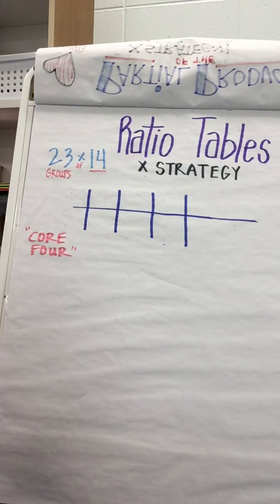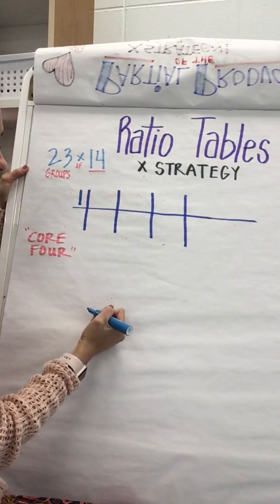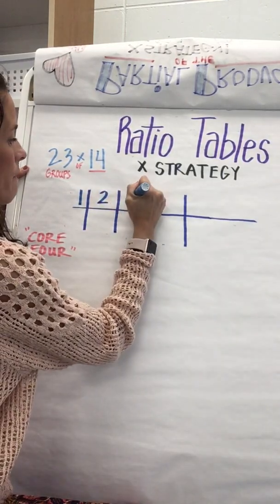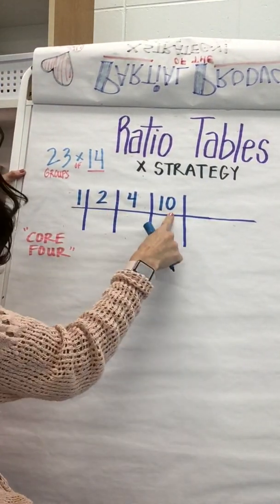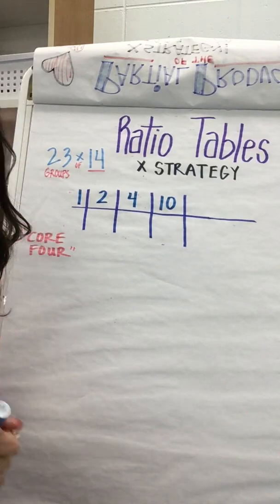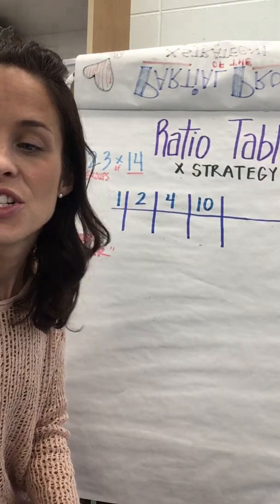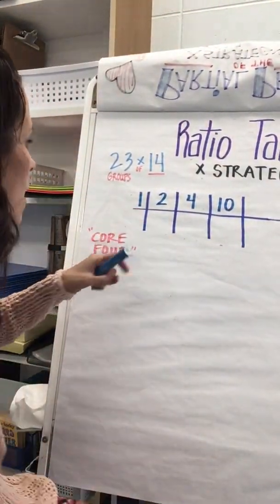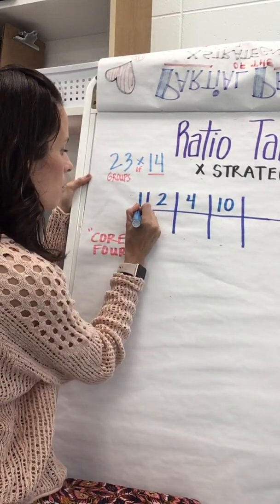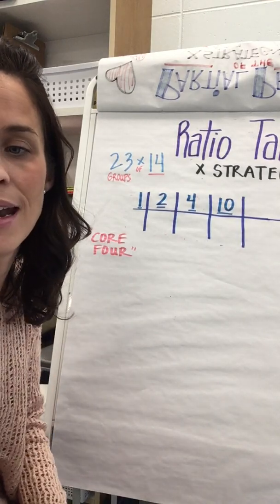So the core 4 says that we can start with the numbers, let me write it in a different color so it stands out, 1, so we're going to find out what one group is, 2, 4, and 10. If you start with these numbers, it's recommended because with this you can build on anything and solve anything. Until you become super proficient and can pick your numbers, for right now I want students starting with the core 4. I'm going to demonstrate that now.